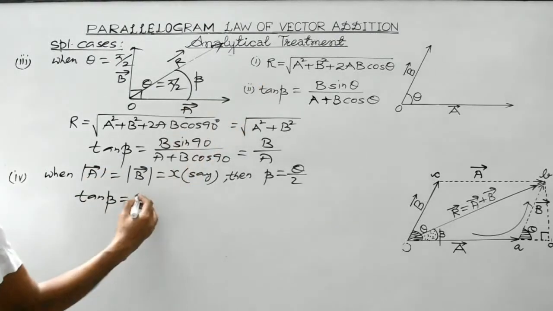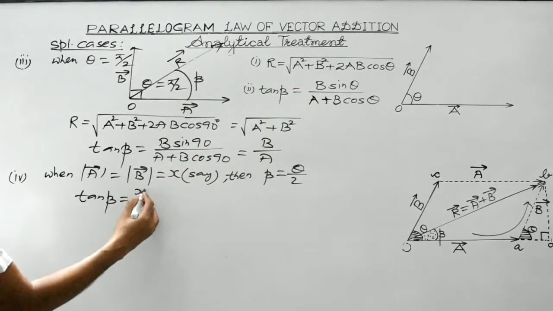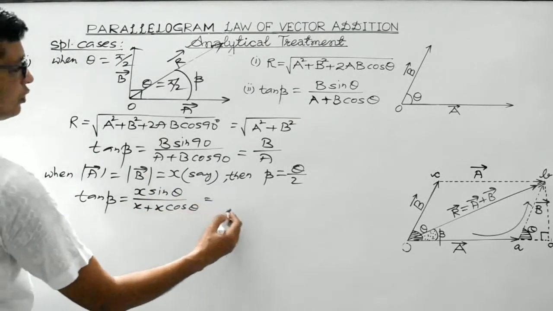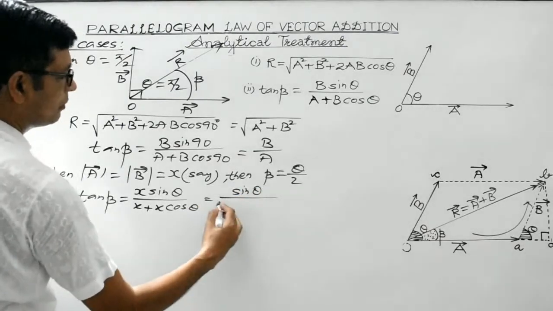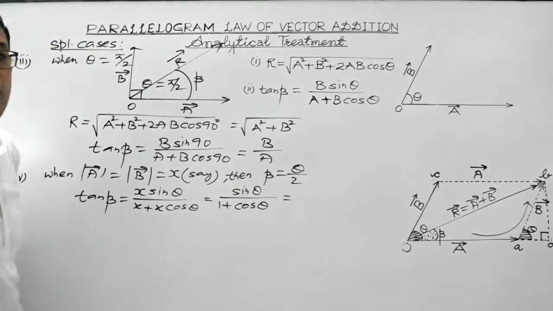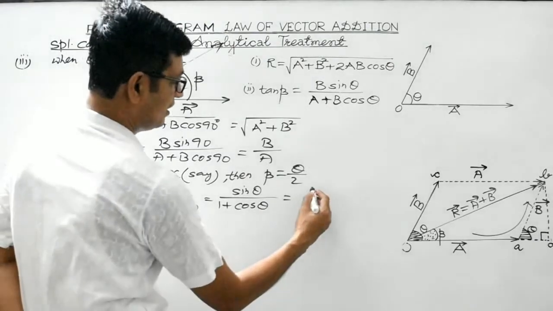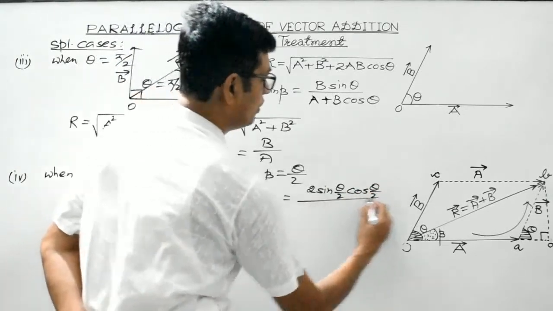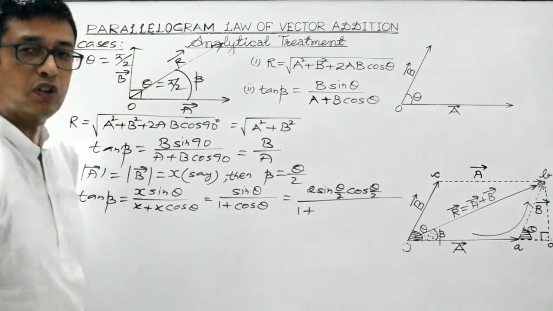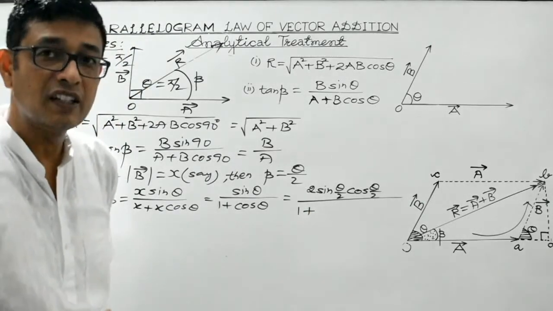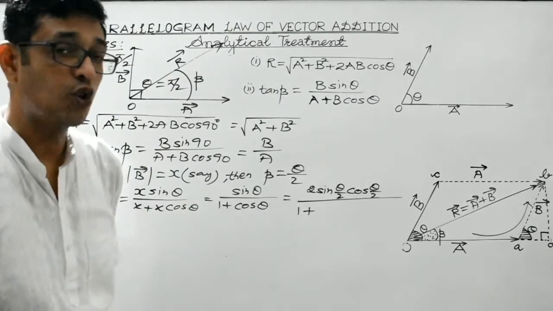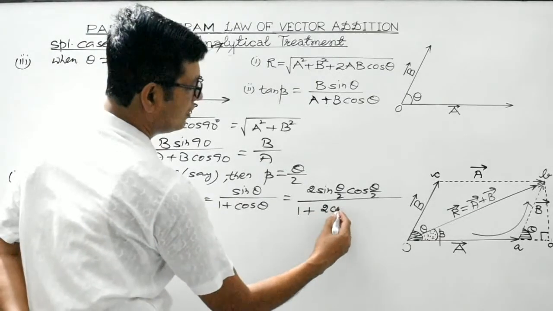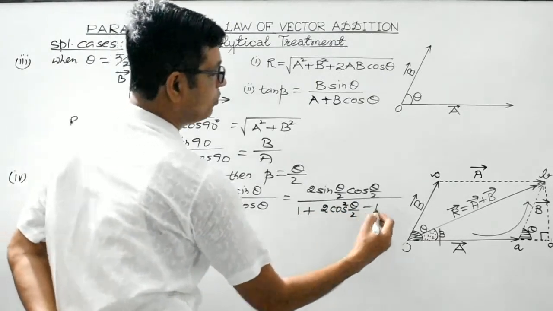Tan beta is equal to, in place of B and A, we can substitute X. X sin theta divided by X plus X cos theta. So we can write sin theta divided by 1 plus cos theta. What's the formula for sin theta? Yes, it is 2 sin theta by 2 cos theta by 2. Clear? 1 plus. What's the formula for cos theta? Cos 2 theta is 2 cos square theta minus 1. So cos theta would be twice cos square theta by 2 minus 1.